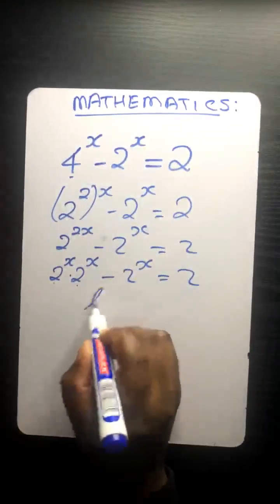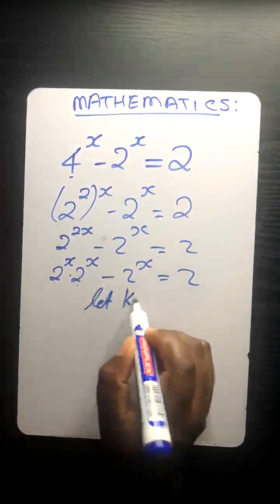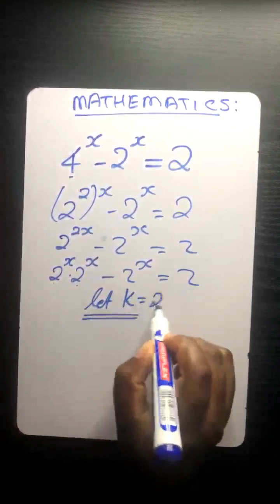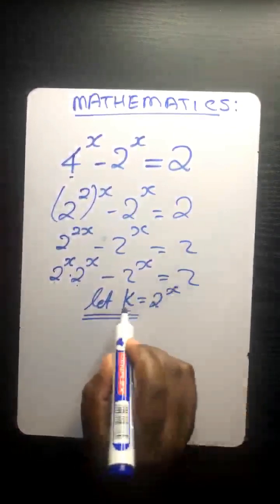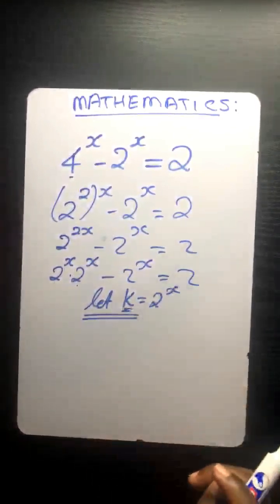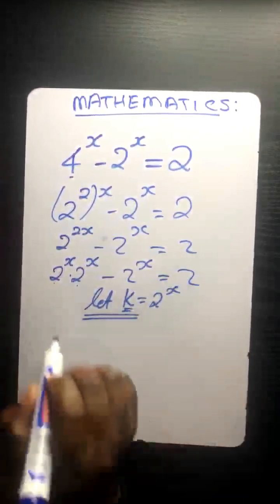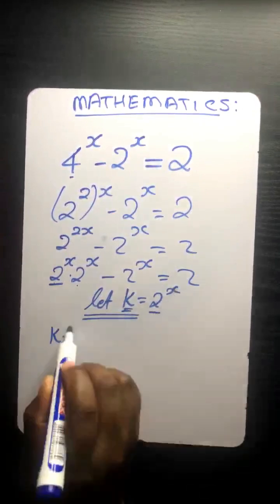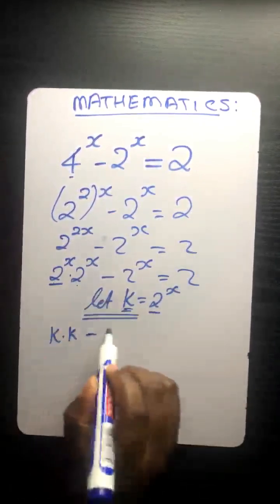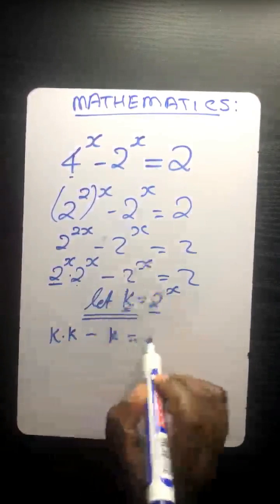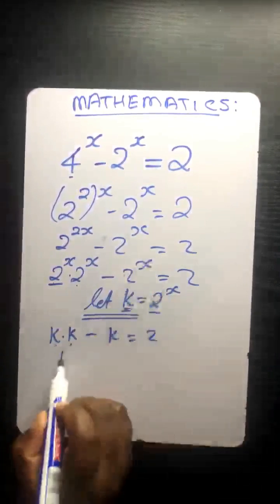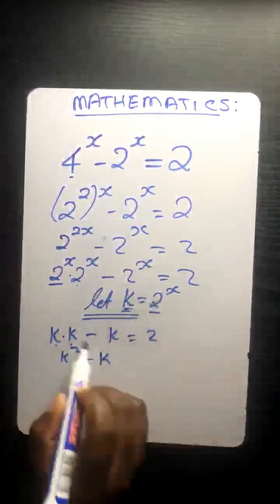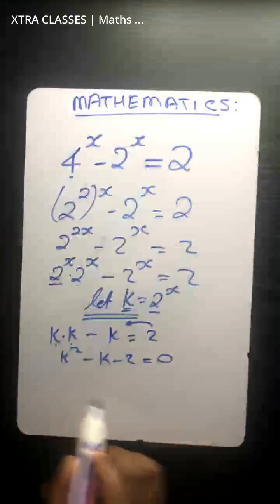So this is where you can use, normally they use k and call it the k method. You can say let k be equal to 2 to the exponent x. It doesn't matter what letter you use, but sometimes they refer to that as the k method. Where you see 2 to the exponent x, you put k, and then it equals 2. k times k ends up being k squared minus k, because you realize it's a quadratic. Take that to the other side, and that equals 0.